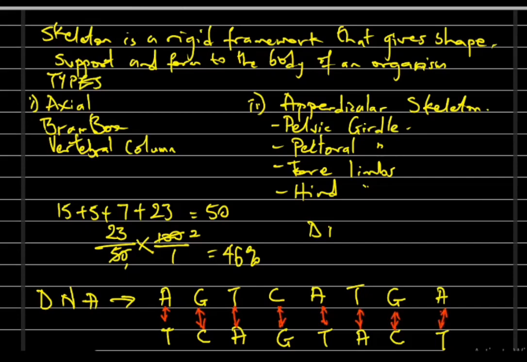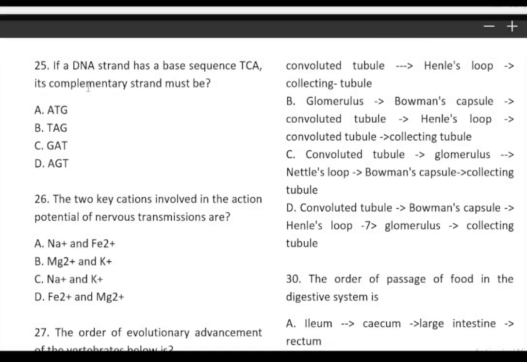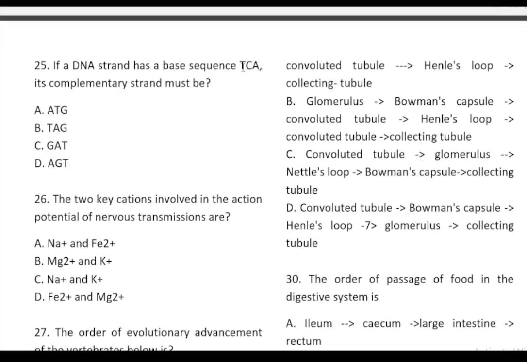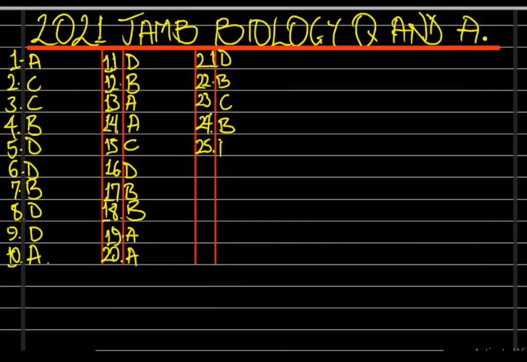So from our question now, it is asking us that the complementary strand for TCA is going to be what? The complementary strand of T is going to be A, and then for C it is going to be G, and then for A it is going to be T. So we have it to be AGT. AGT, that is option D.